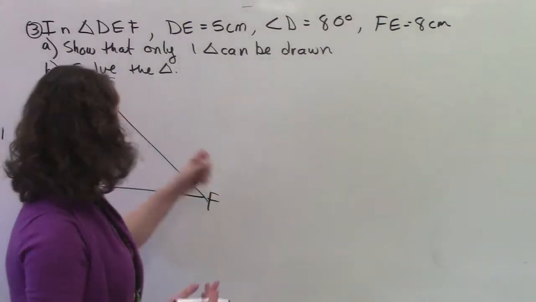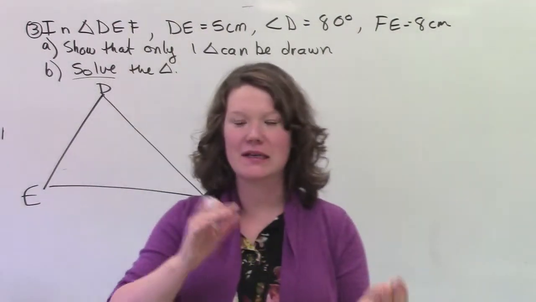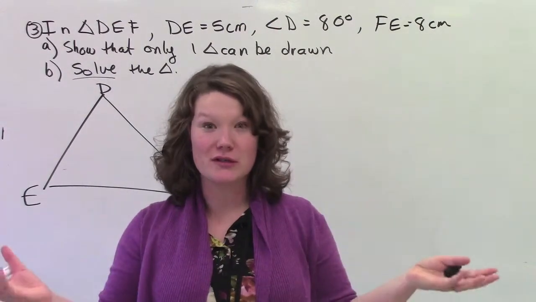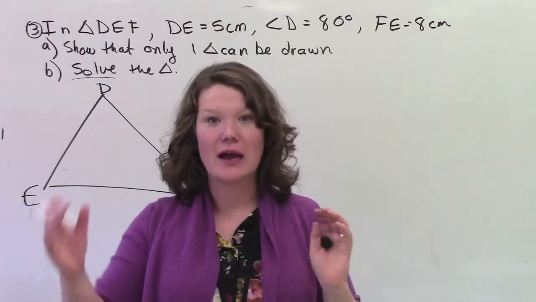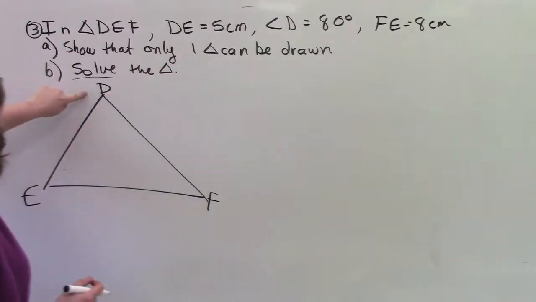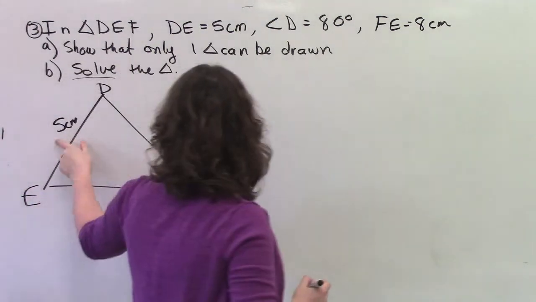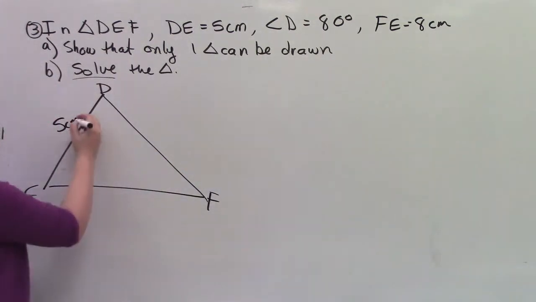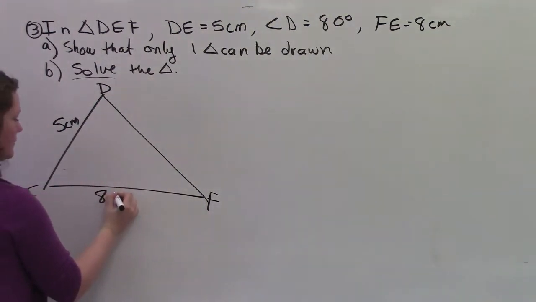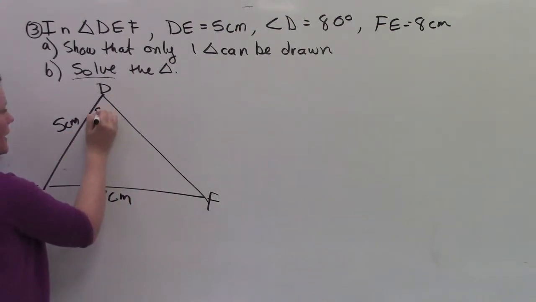Does it really matter if I say that this is 5 and this is 8? No, because we're just looking for opposite sides and angles. So it doesn't really matter if the proportions of the sketch are right, as long as we have the correct things labeled. So DE is 5 centimeters. Well, looky there. That worked out really well because that's the shortest side. And FE is 8 centimeters. Now angle D up here is 80 degrees.